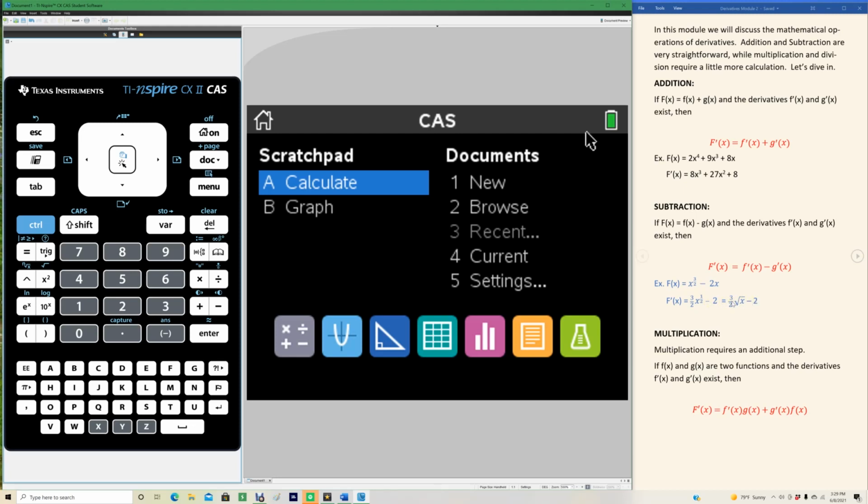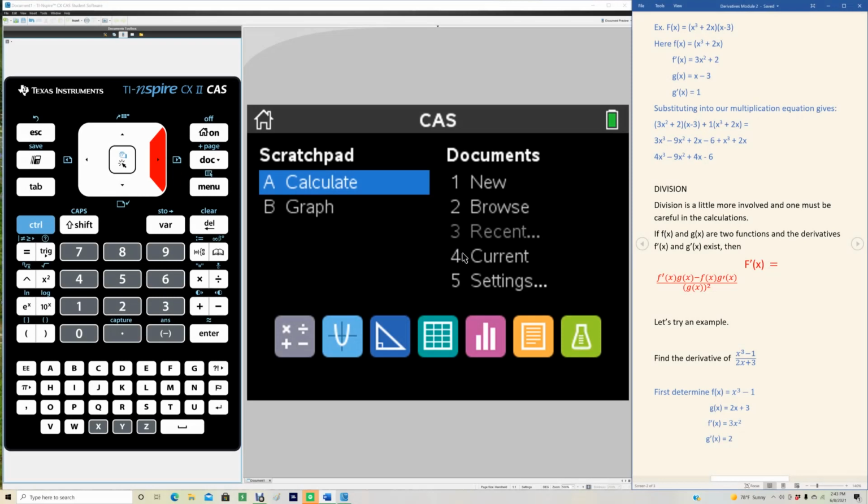Multiplication, like we mentioned, requires an additional step. If f of x and g of x are two functions and the derivatives of those functions exist, then the derivative of capital F of x equals f prime of x times g of x plus g prime of x times f of x.